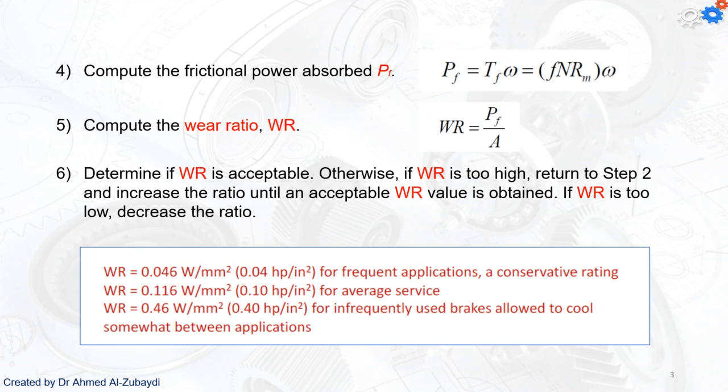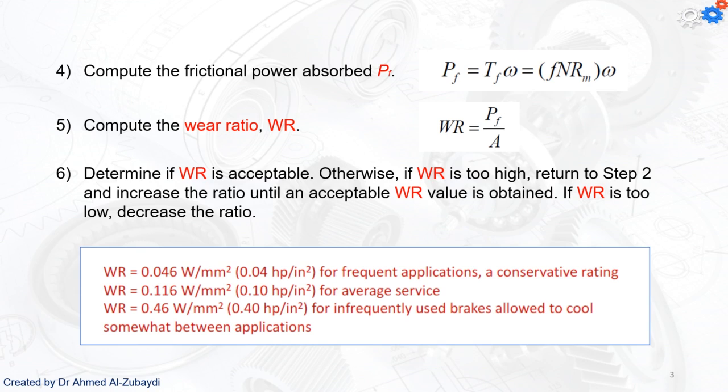And this should be higher in order to get WR to be lower, because the area is going to be, of course, higher. And if the value of WR is too low, then we're going to decrease the ratio to decrease the area, and thus increase the value for WR. WR for the design is usually going to be 0.04 watt over millimeter square for the frequent applications.